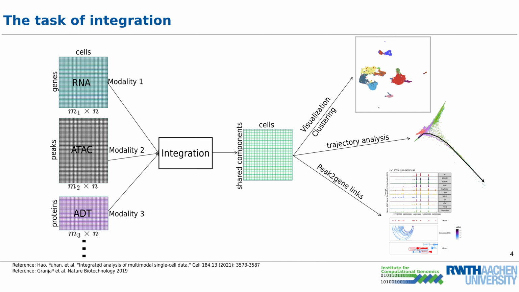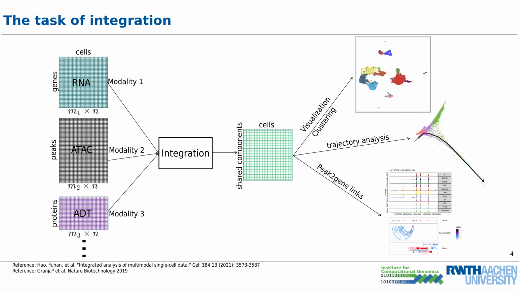For multimodal data, here RNA, ATAC, and ADT modalities, they share the same barcodes, that is, they share the same columns. But the feature spaces of these modalities are really different. The task of integration is to find a uniform latent space to embed all these features. With which, we can further run, for example, UMAP to visualize, or to perform clustering, or to do trajectory analysis, or dig into gene regulatory networks.